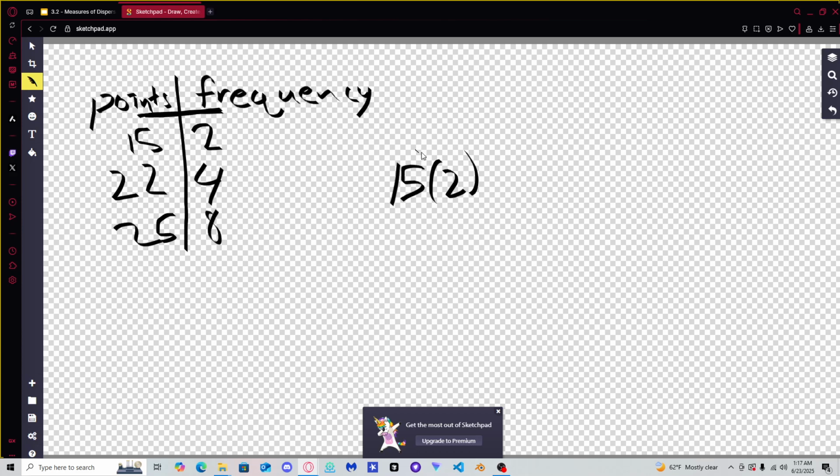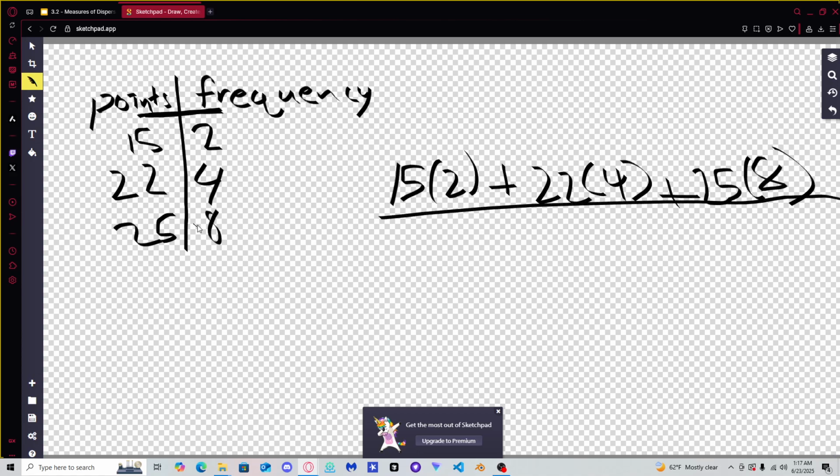So 15 times 2 because there's 30 points, and then we do 22 times 4 because 4 games have had 22 points, and then 25 times 8, and then we just divide by the total frequency, which is just how many games have occurred, and we'll get 14. And put this into your calculator, and you'll get 159 over 7. And we'll use this fraction for now to be as precise as possible.